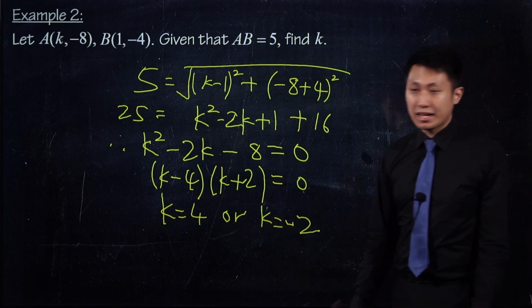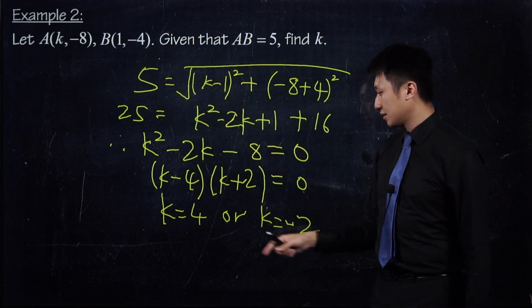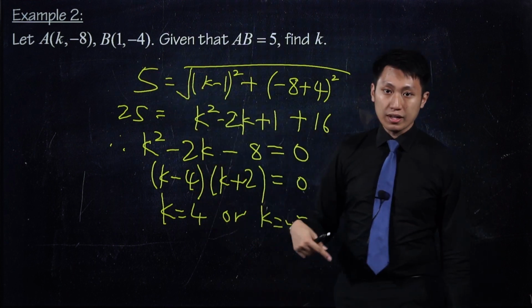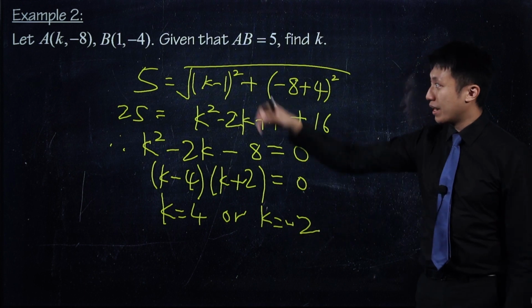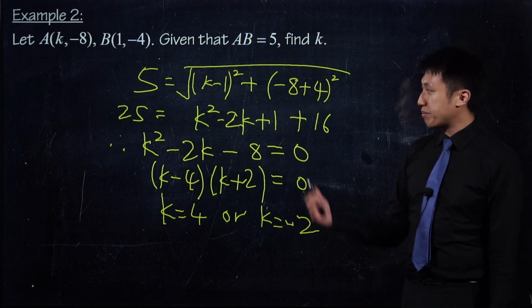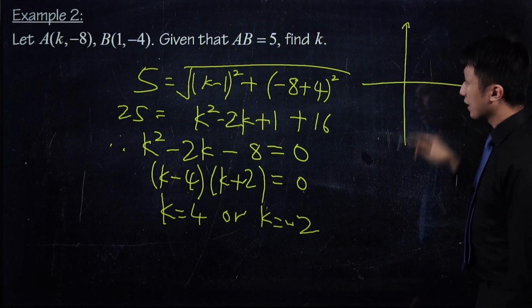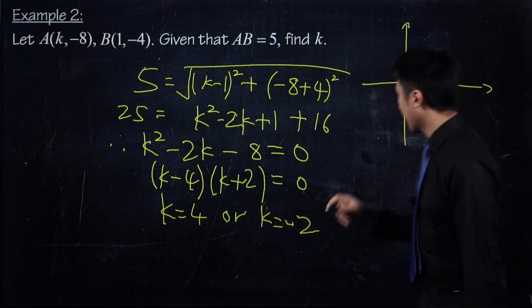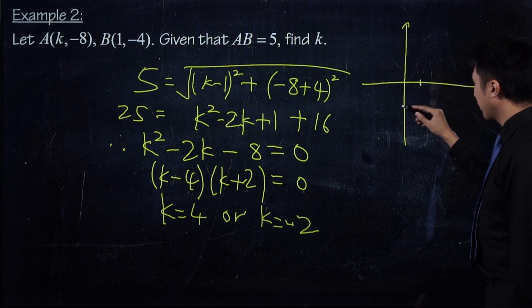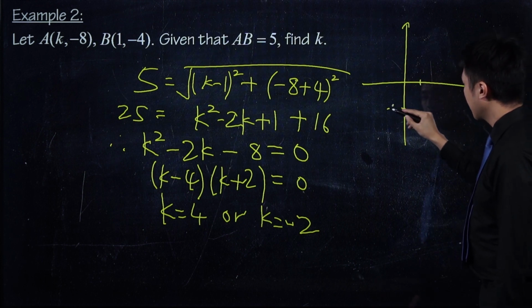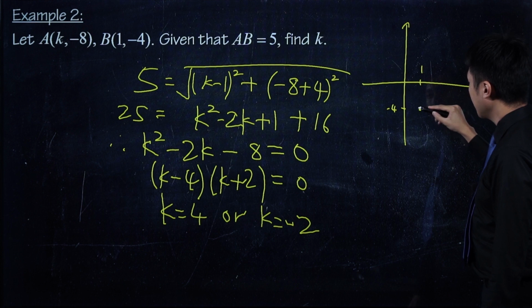So what it means is that your coordinate A is either 4 and negative 8, or negative 2 and negative 8. Let me tell you what happened here. If you have something like this, let's say this is 1 and negative 4. So let's say 1 and negative 4 is here. So I plot it here.